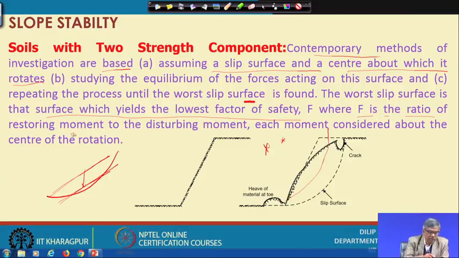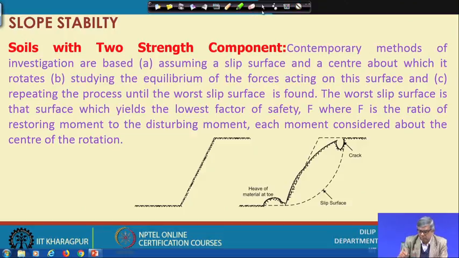F is the factor of safety, and it is the ratio of restoring moment to disturbing moment. When this soil mass tries to move this way, that is the disturbing moment. Along this failure surface some shear strength will develop, and if I take moment of that with respect to the center, it becomes the restoring moment, which resists the movement of this mass. Obviously, resistance has to be always more than the disturbance, then only it will be stable. So, the factor of safety is defined once again.